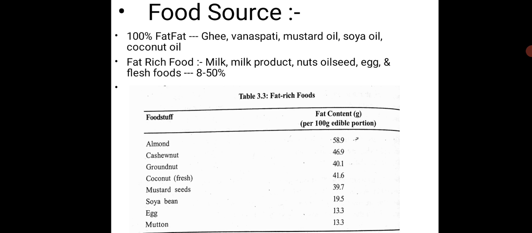Then the fat-rich foods: milk products, nuts, oilseeds, eggs and flesh foods contain 8 to 50% fat. These are fat-rich, not 100% fat containing foods, but they contain up to about 8 to 50%.